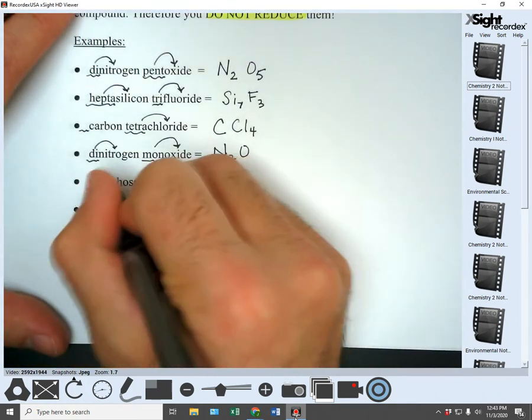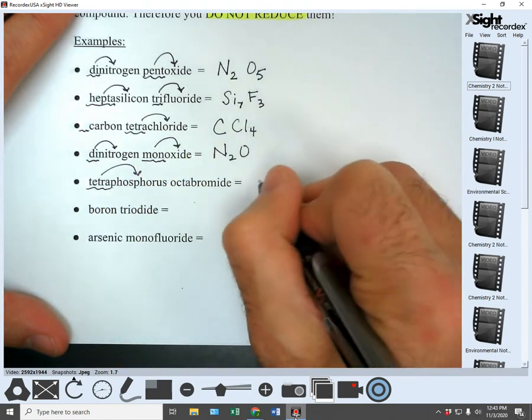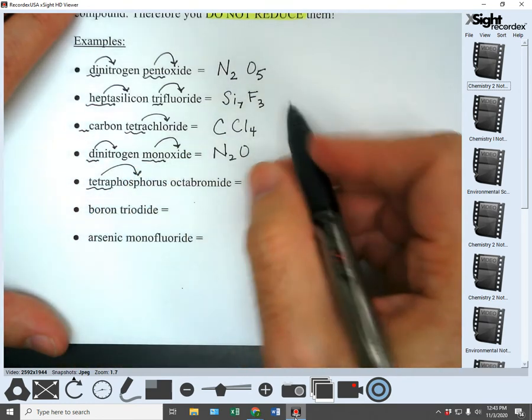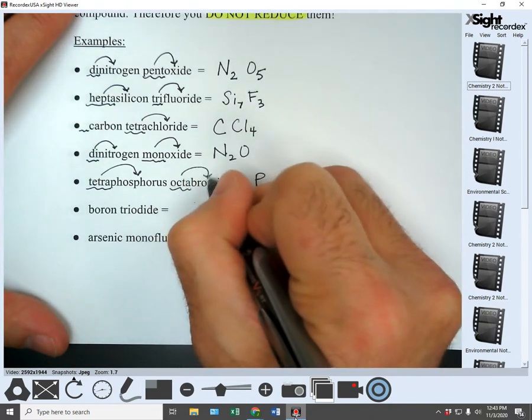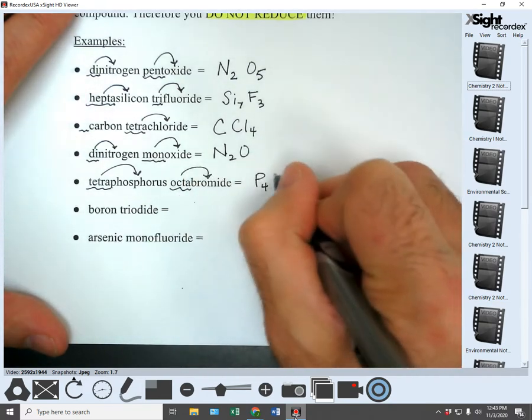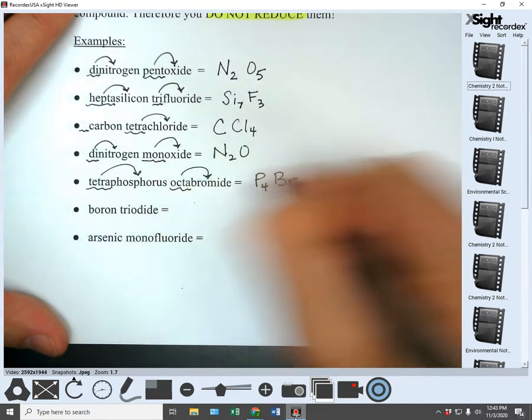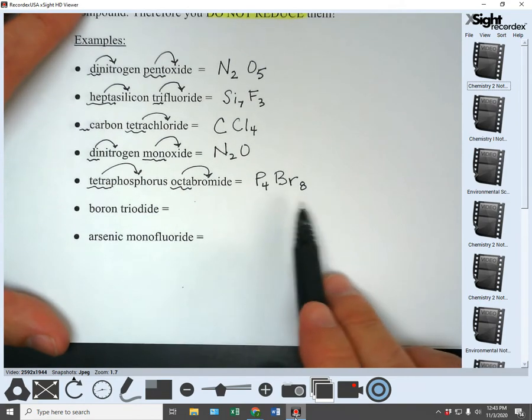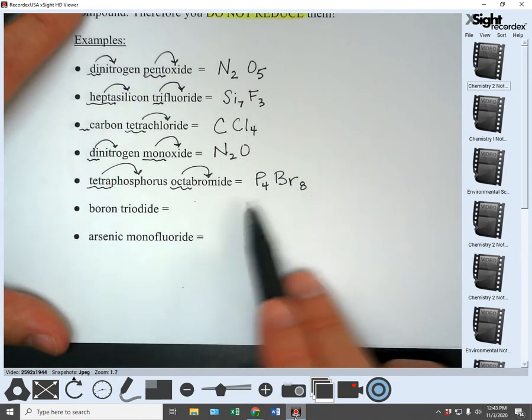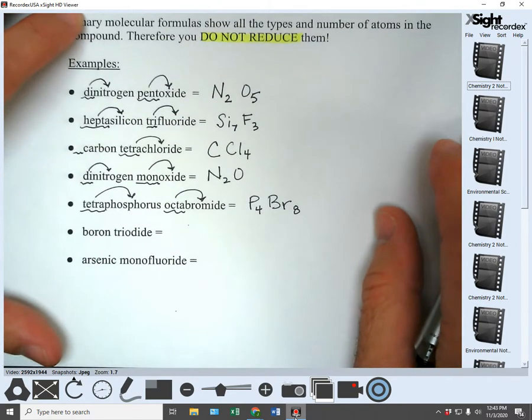Tetraphosphorus. So phosphorus is P. Tetra, again, is 4. Octabromide. Bromide is bromine, Br. Octa is 8. Notice here, you could divide both of these by 4, but we don't. We do not reduce them.